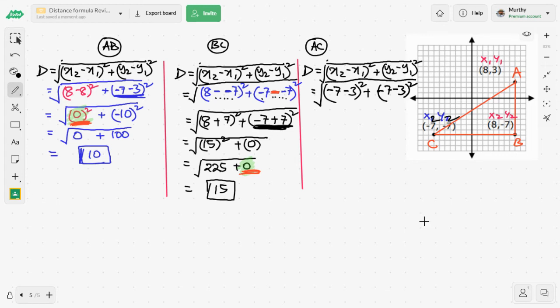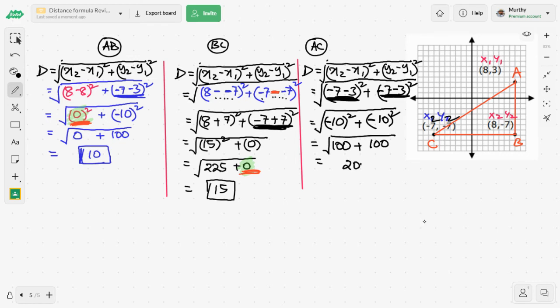Here I see negative 7 and negative 3, the same signs. Same signs means add them. 7 and 3 makes 10. Keep the same sign, so negative 10 square. Negative 10 square means negative 10 times negative 10, which gives me positive 100. Therefore it is square root of 200.